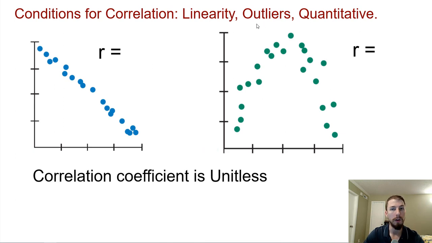We have to make sure there's no outliers, because outliers can skew our z-scores and end up causing us to have a much stronger association than we actually really do. And we have to make sure we're dealing with quantitative data. In fact, you can't graph categorical data at all with a scatter plot. It has to be quantitative. So that's really for all scatter plots. But anyway, the correlation coefficient is unitless. It's based on z-scores, and z-scores are in units of standard deviations. So there's really no units associated to a correlation coefficient.